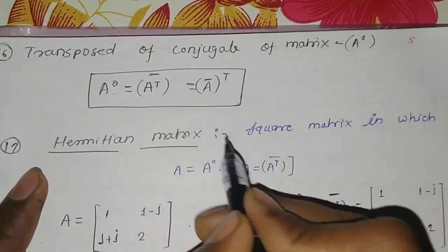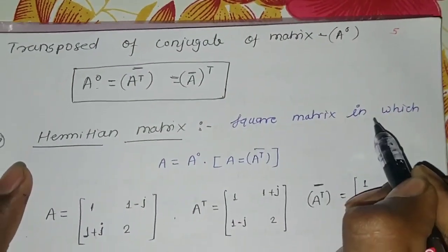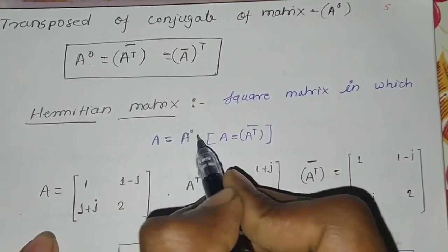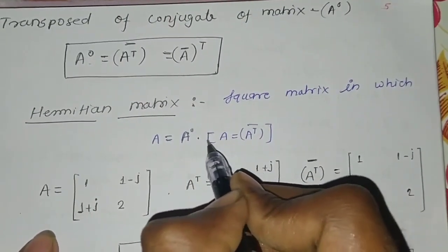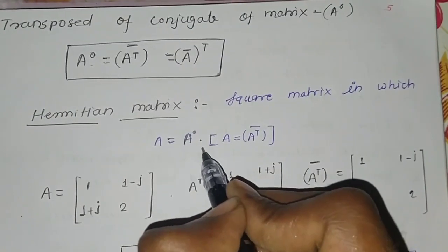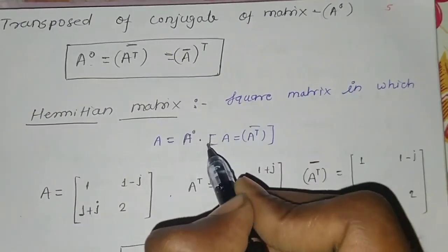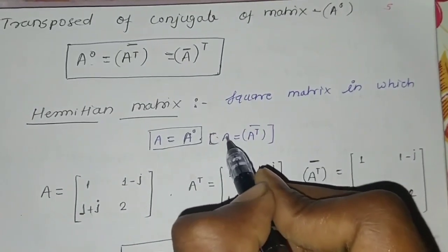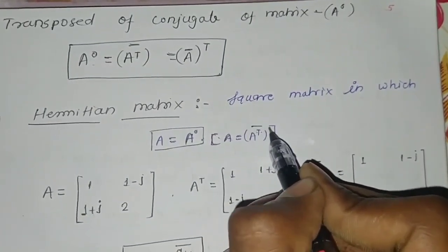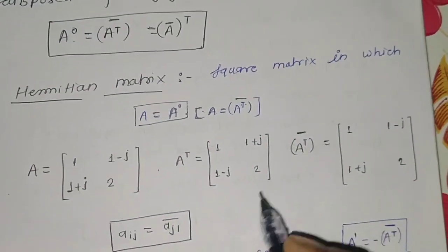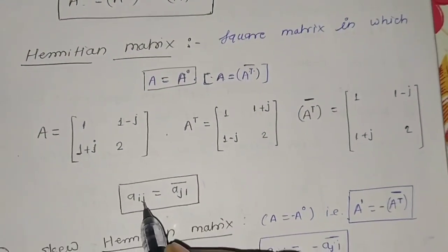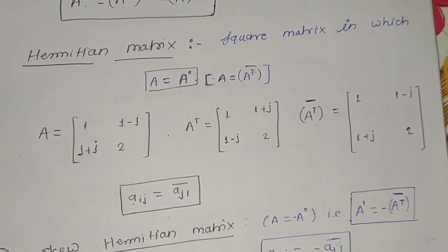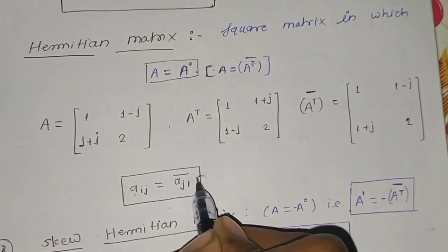Then what is meant by Hermitian matrix? It is a square matrix in which A is equal to A0, which means A is equal to A transpose bar, simple. Or you can say Aij is equal to the conjugate of Aji. Okay, sorry, this is conjugate. This is conjugate.